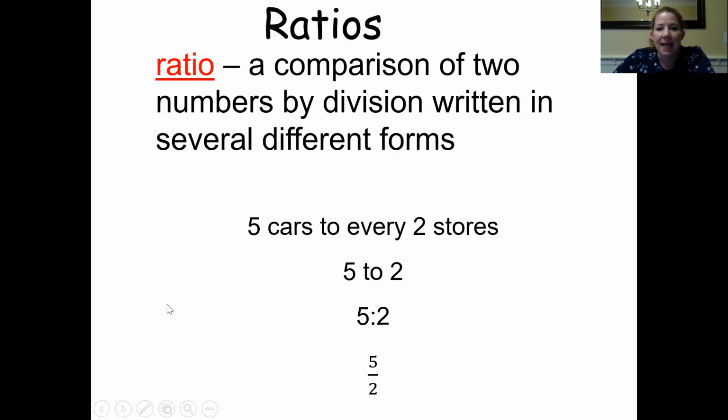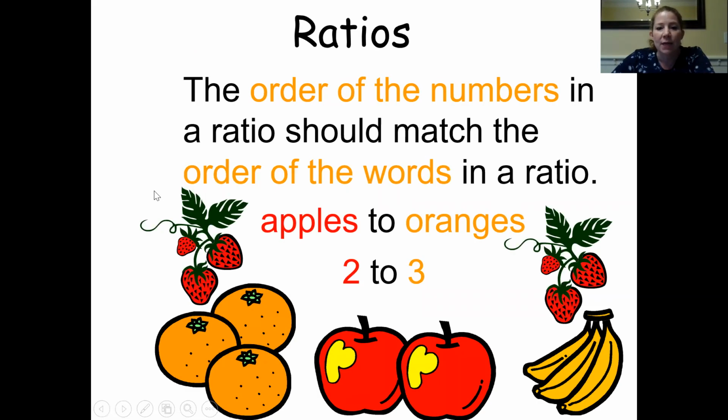So a ratio is a comparison of two numbers by division written in several different forms. In fact, you can write a ratio in three different ways. If I said there are 5 cars to every 2 stores, I could write that ratio 5 to 2 with the word "to." The second one with a colon, I would also say 5 to 2, and then the last one looks like a fraction, but when you're talking about a ratio, you would say the same thing, 5 to 2. All right, so you can show ratios in three different ways. So what is a ratio?